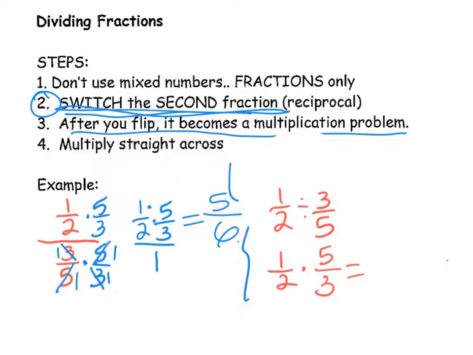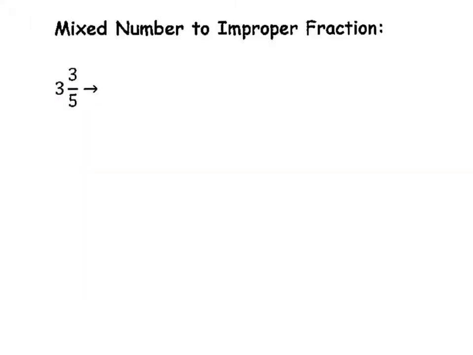Let's practice. Real quick, I've got a mixed number, and I need to change it to an improper fraction. How do I do it? 3 times 5 plus, right? 15 plus 3. 18/5. Easy. Done.